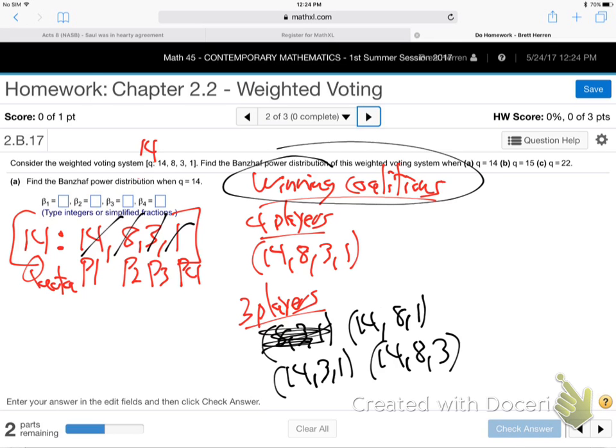Good so far. And now we got to do all the 2-player winning teams. So at first, I'm just going to list all the 2-player teams. I'm not even going to think if they're winning or losing. I'm just going to list them all, and then I'll go back and say, hey, was that really a winner or was that not?